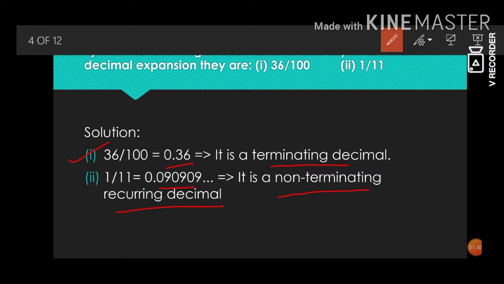Non-terminating means where the division does not end, and recurring means the same set of numbers repeats itself. Here 09 is the set of numbers which repeats itself in the same fashion and the division continues. It does not end.